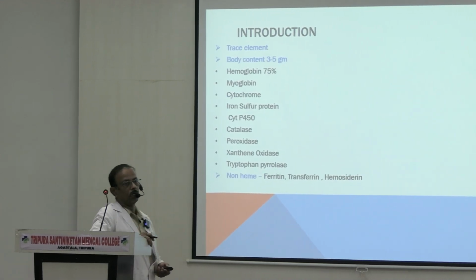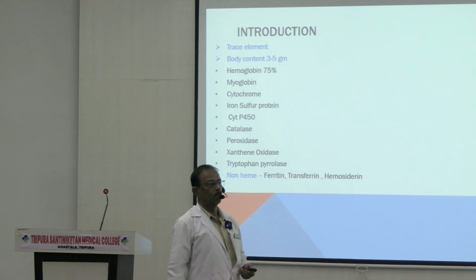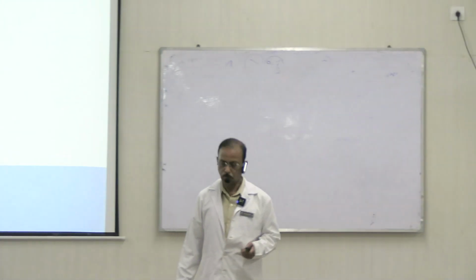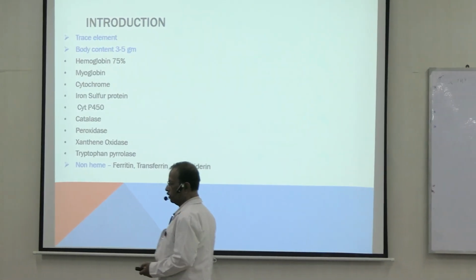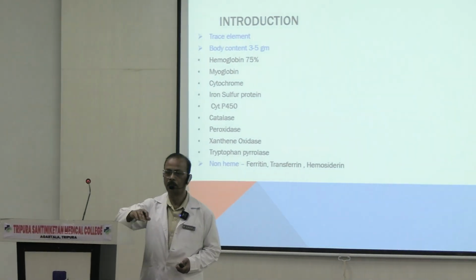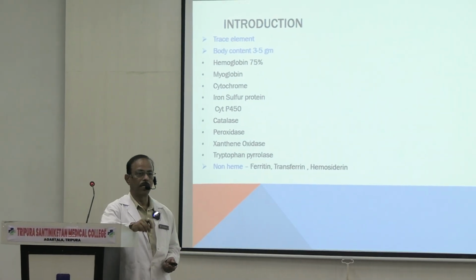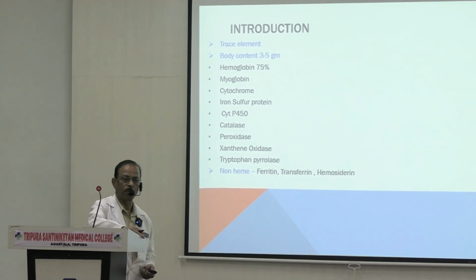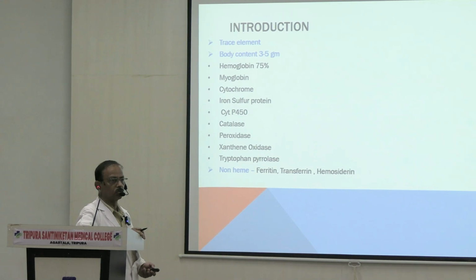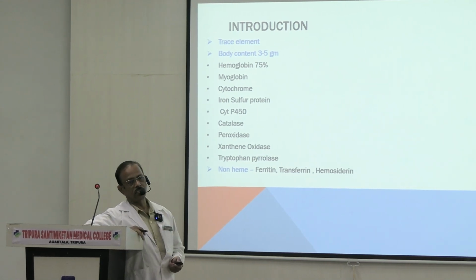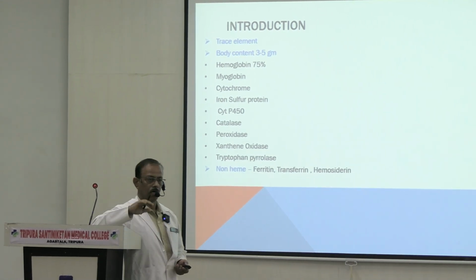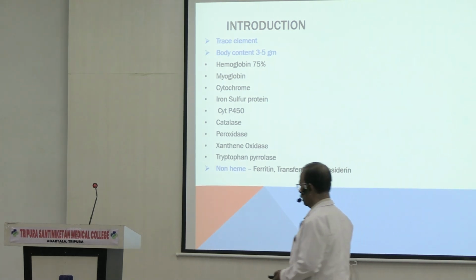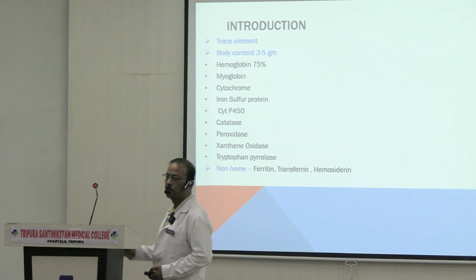Iron is a very important element for the living organism, for human being. Though it is very important, its requirement is very less. That's why it is under the category of trace element. Last class we have known what is trace element. The element which is required less than 100 milligram per day comes under the category of trace element.